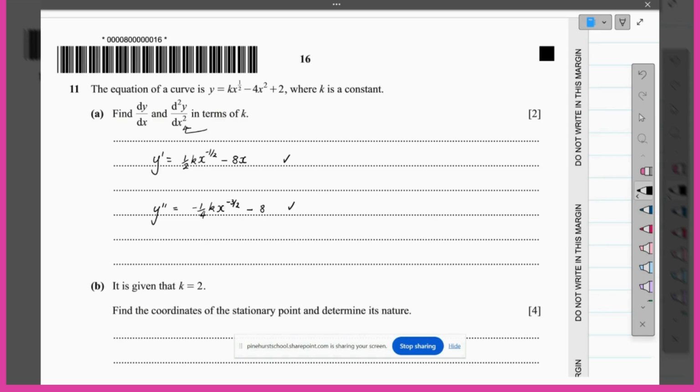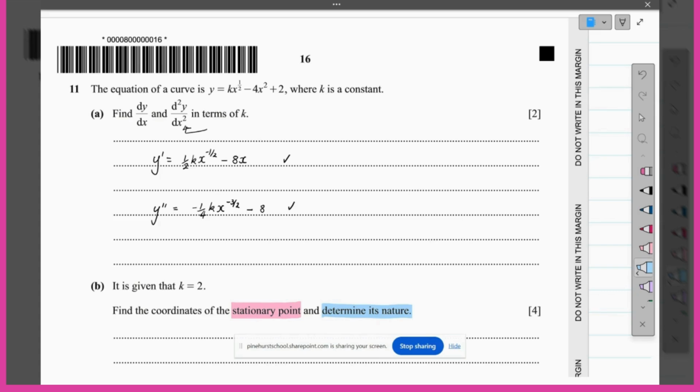Now, by all means, put them in decimals. If you prefer decimals, it doesn't make any difference to the examiner. They're just looking for any equivalent statement. Okay, so we've done the first part, which was really just their way of helping you to do the second part. So the second part says, find the coordinates of the stationary point and determine its nature.